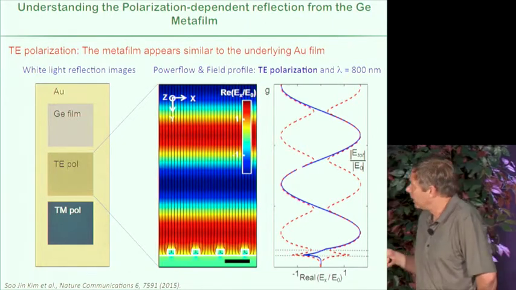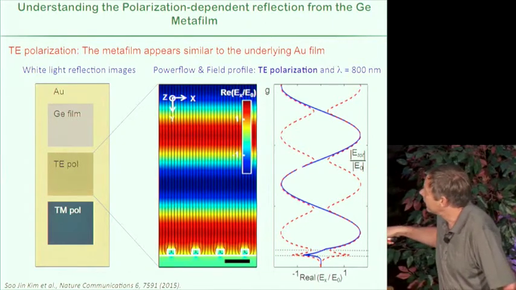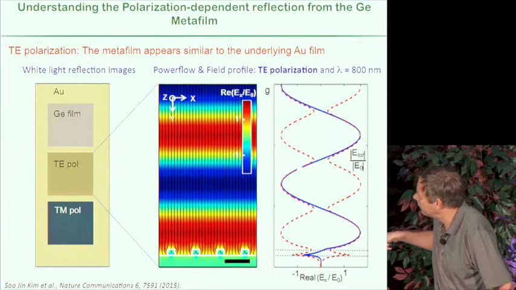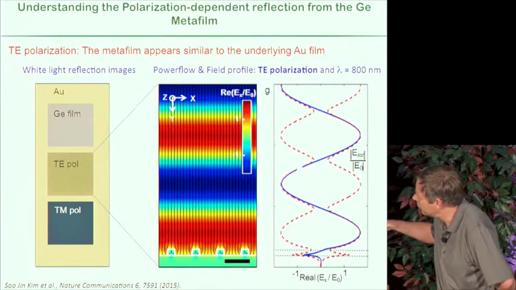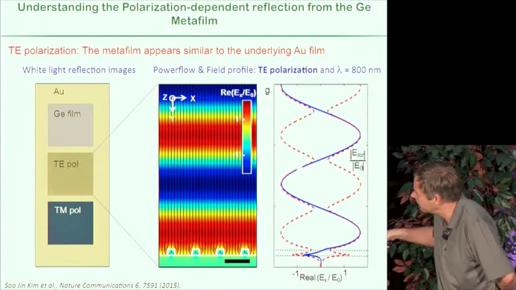So here are a couple of simulations. Here, this is the case where it's orthogonal. Then the light doesn't drive resonance. It just hits. This is the power flow. These lines hit the metal film. Some hits the germanium, gets absorbed.